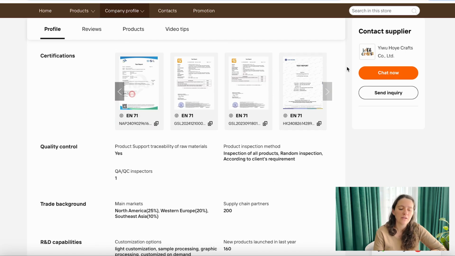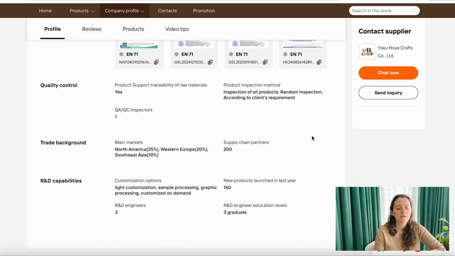Okay, what I also like to check is where do they ship mainly? So if they ship mainly to North America and Western Europe, it means that they are accustomed to all the regulations that are needed there. So North America regulations, Western Europe regulations. So I like to see that they ship mainly to North America and Western Europe. So this one does.